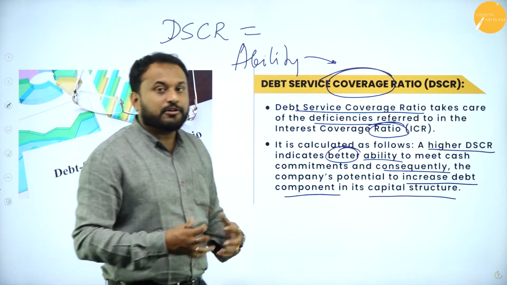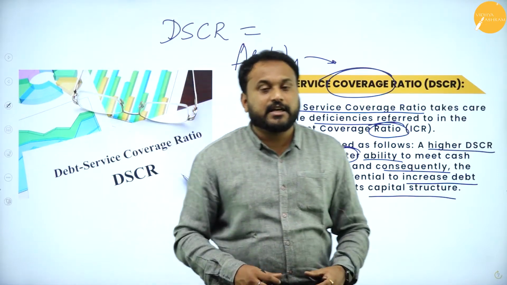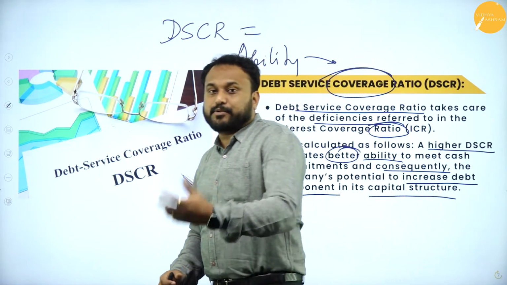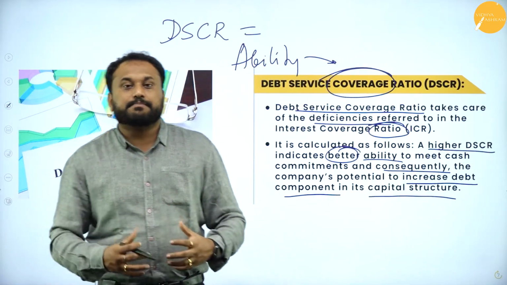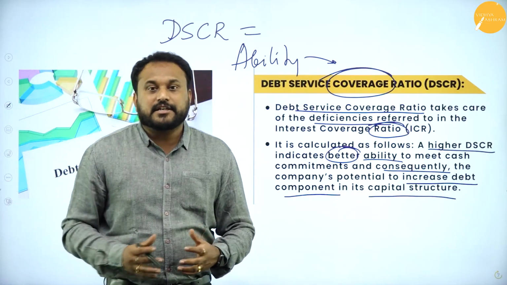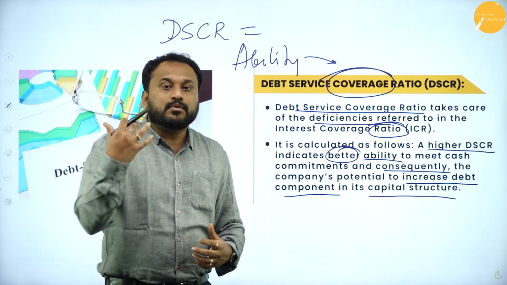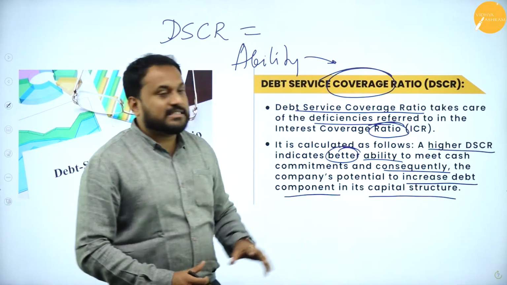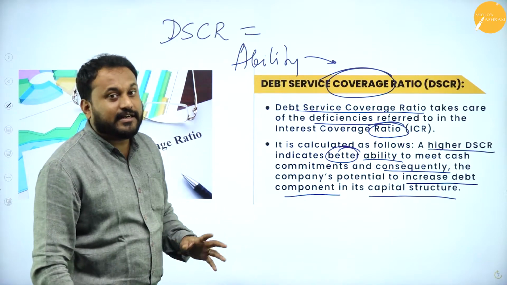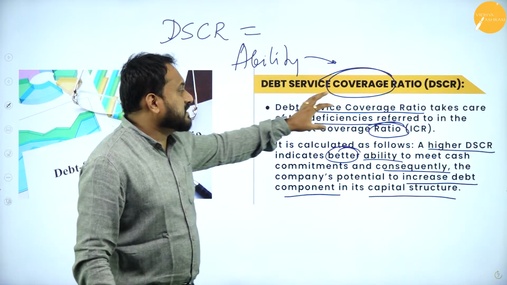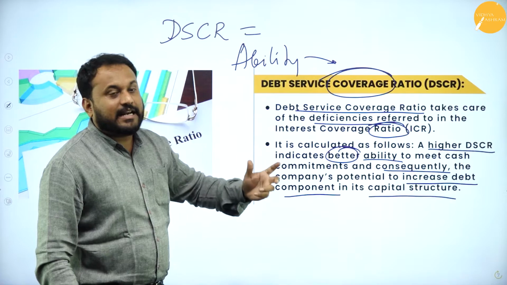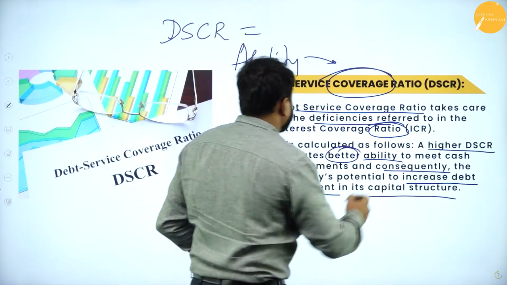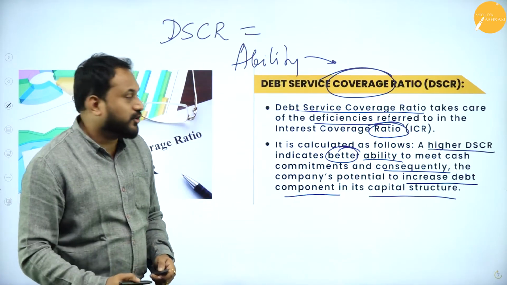When I have more funds, definitely to increase the business, increase the productivity, increase the company's expansion and all, I can go up for more debts and then I can take it. So that is called DSCR, right? What is that? DSCR, that means debt service coverage ratio. What exactly happens is it takes care of all the deficiencies referred to in the interest coverage ratio.